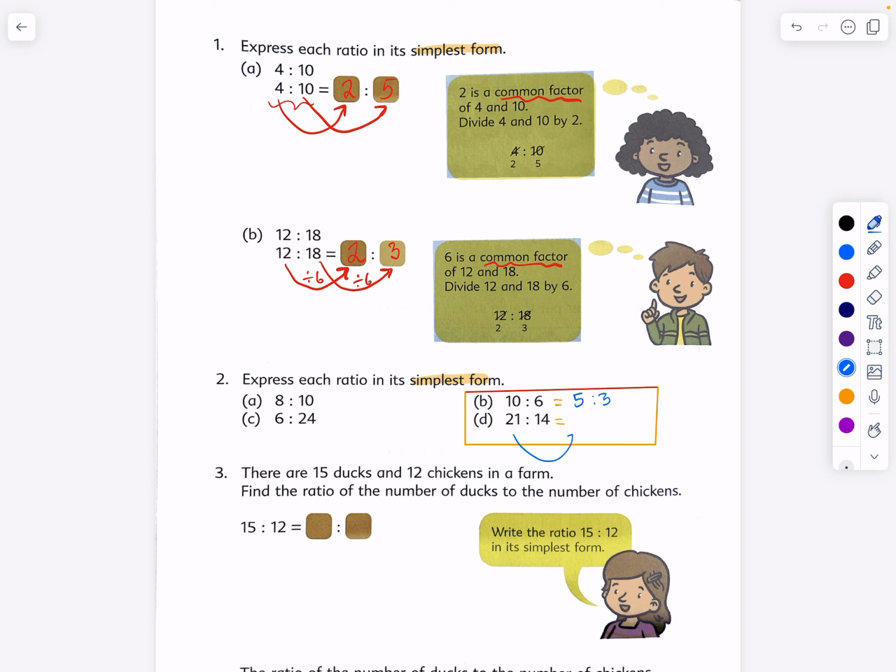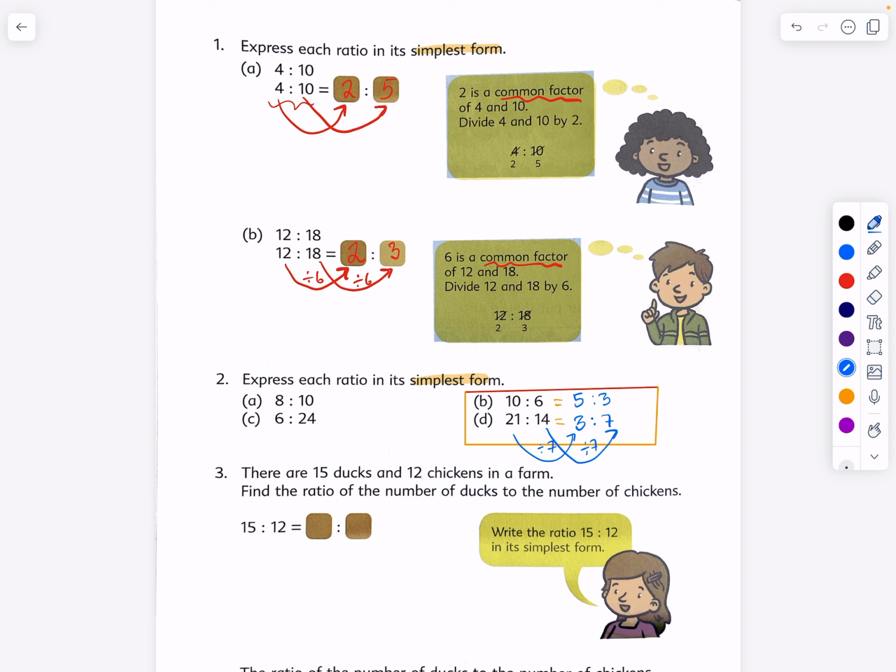21 and 14. Let's think. Of course, hopefully you guys see that both of these can be divisible by 7. Let's reduce those numbers. So we arrive at 3 to 7. This is what we call simplest form. These two numbers, 5 and 3, can no longer be divided by anything other than 1, and 3 and 7 can no longer be divided further other than by 1.